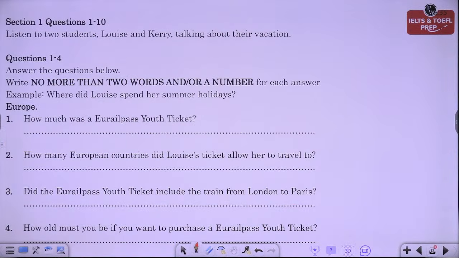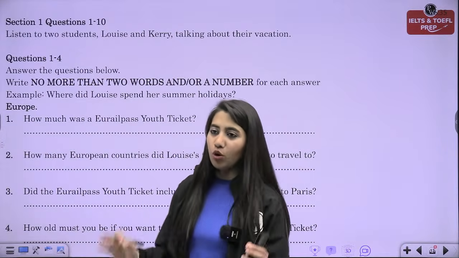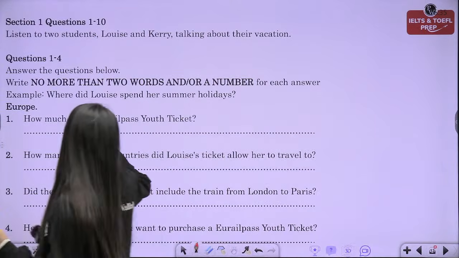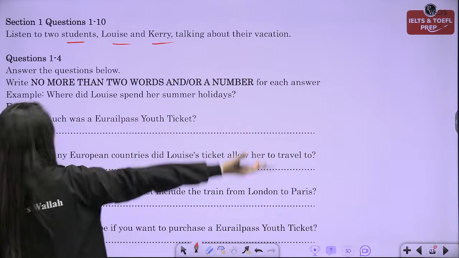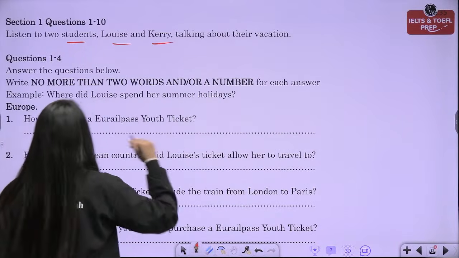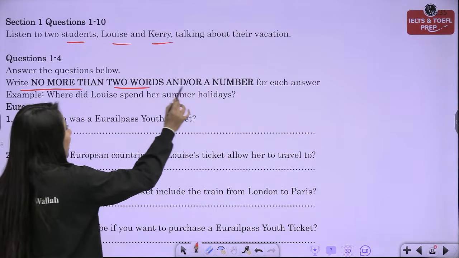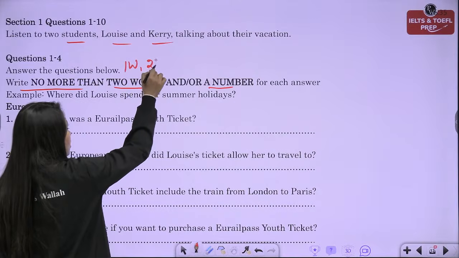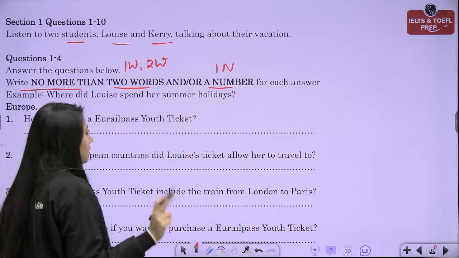Okay. Now this is the next set of questions we are going to solve. Let's quickly begin. Listen to two students, Louise and Kerry, talking about their vacation. Answer the questions below. Write no more than 2 words and or a number. That means we can write 1 word, 2 words, and we can also write 1 number, not more than that.